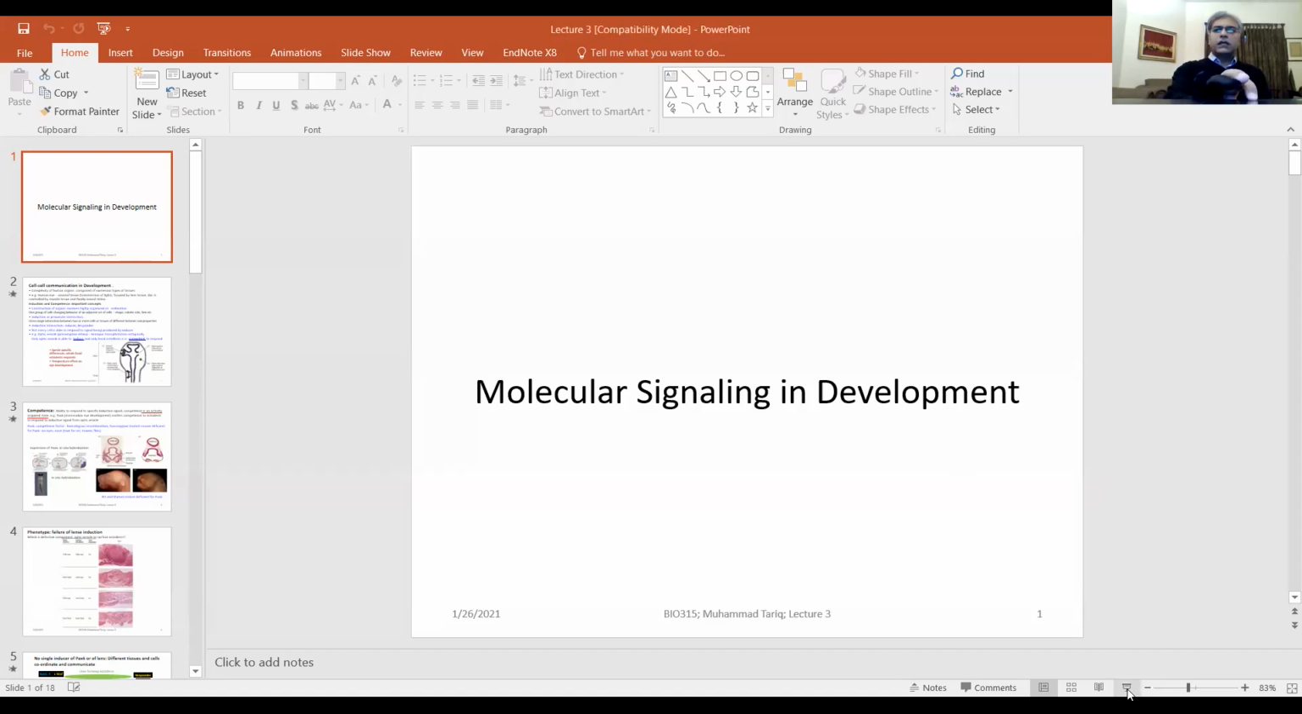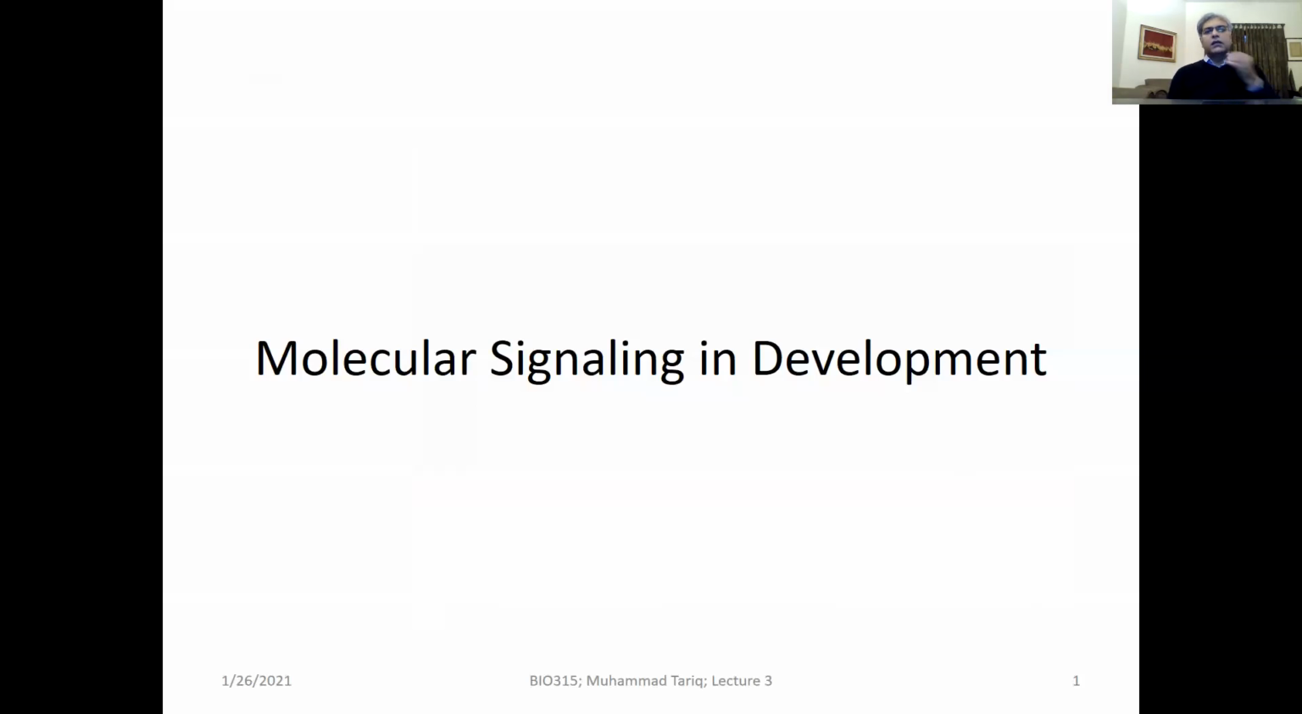So today we are going to have a quick review of cell signaling and how cell signaling is involved in development. And we'll pick a couple of examples just to highlight the significance of intercellular communication, or cell signaling, in the formation of organs and tissues.